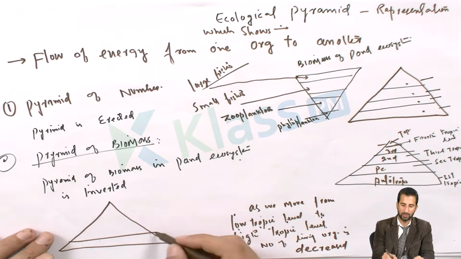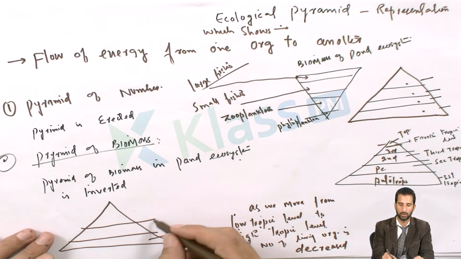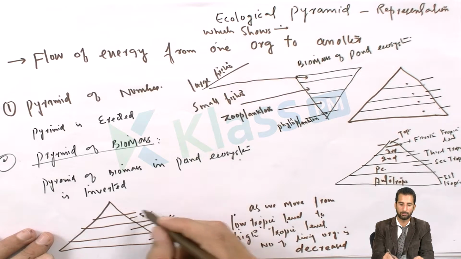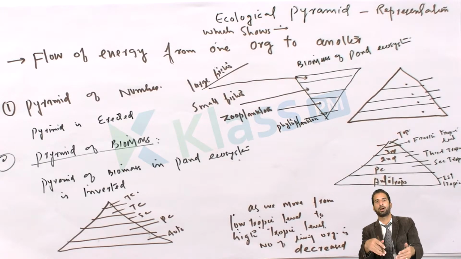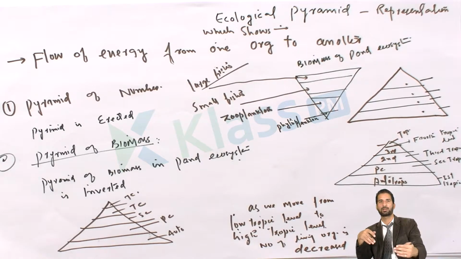It means that you are seeing the autotrophs, then primary consumer, then secondary consumer, then tertiary consumer, then top consumer. So you will see the biomass of the autotrophs is higher compared to the primary consumer. Biomass of the primary consumer would be higher than secondary consumer, and the biomass of secondary consumer would be higher than the tertiary consumer, and the mass of the tertiary consumer is higher than the top consumer. So it is simply erect. So the pyramid is erect.